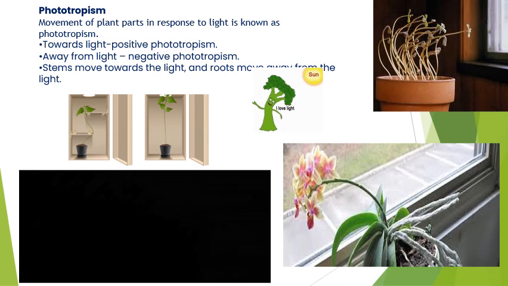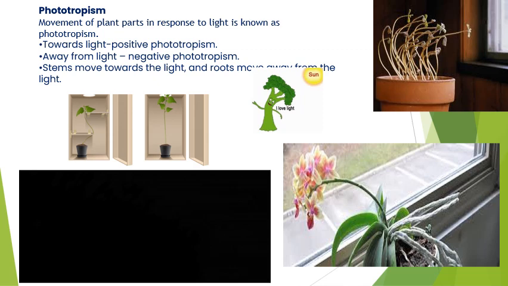Light is dancing here, right? Light is very important for a plant to grow. There are two important types here also. Towards light is positive phototropism. Away from light is negative phototropism. When a plant part such as stem and leaves grows towards the light, this is the most common type of phototropism, helping to maximize exposure to sunlight. It is essential for photosynthesis. You can see the plant exposes itself towards sunlight. This is positive phototropism.